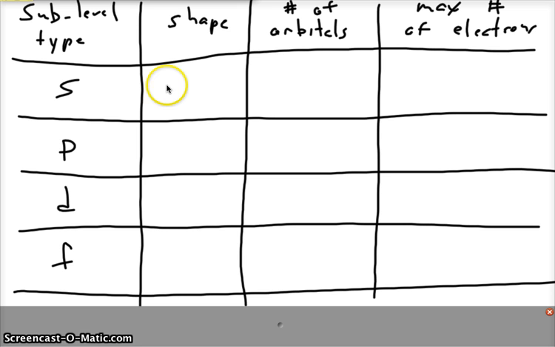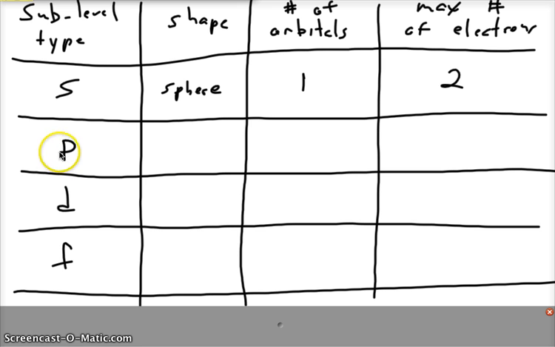So the shape of an S is a sphere. That is that three-dimensional region of space around the nucleus where electrons are. So that's what these regions are, they're based on these shapes. There's one orbital for S sublevels. Again, the orbital shape is a sphere, and orbitals can hold two electrons. And so with one orbital, we can hold two electrons on the S-type sublevel.